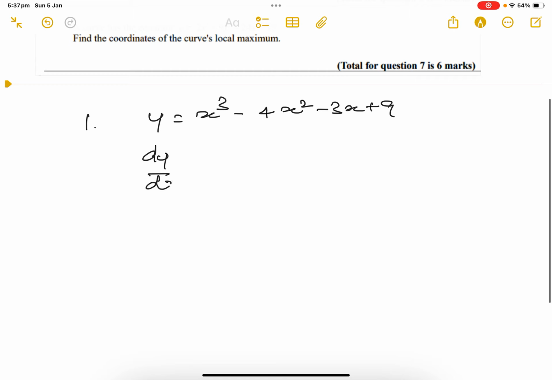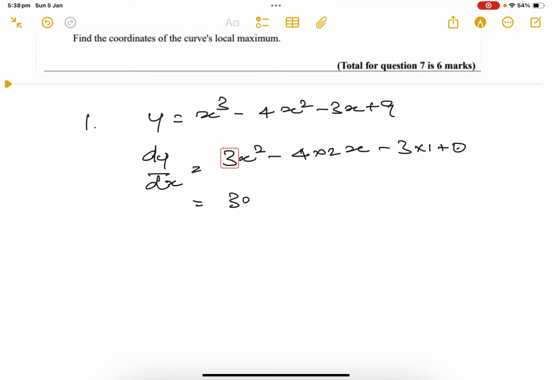dy over dx equals 3x squared minus 4 times 2x minus 3 times 1 plus 0. That is equal to 3x squared minus 4 times 2, 8x, minus 3. That is dy over dx.